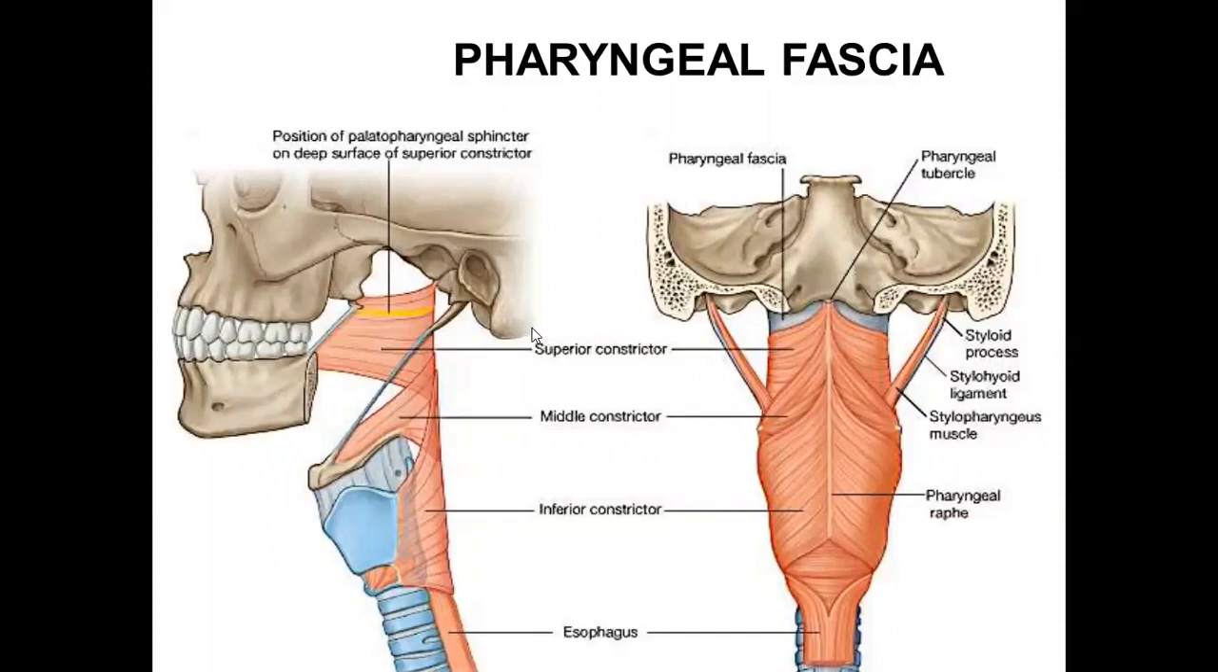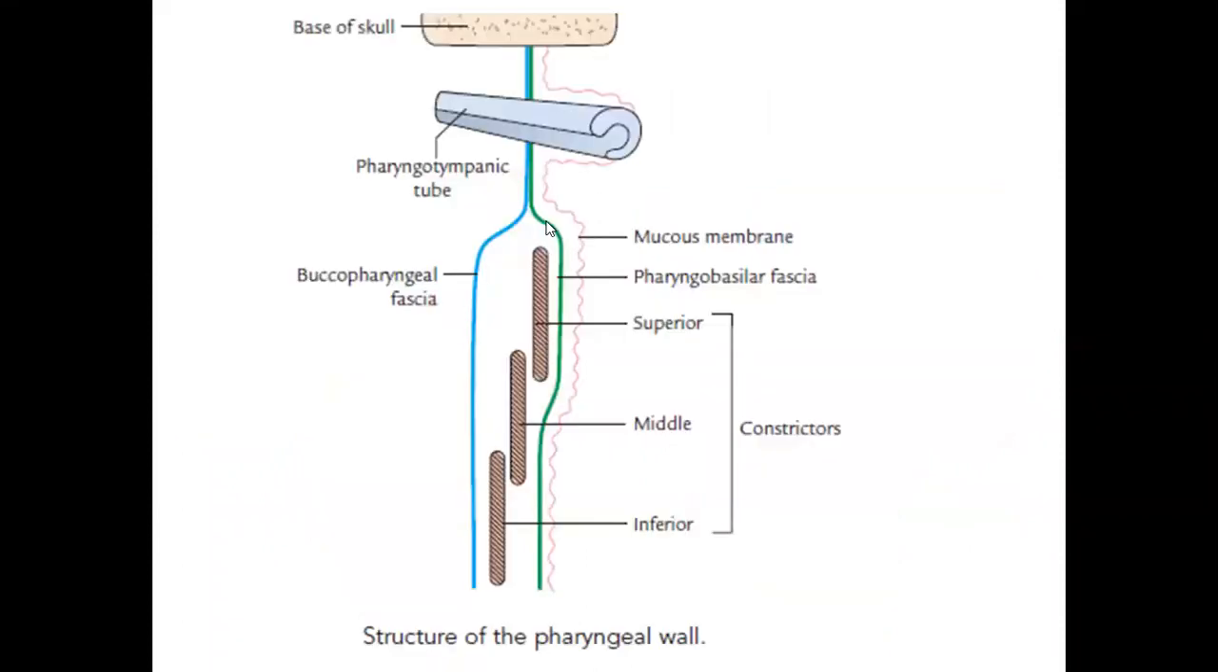Then we have another structure here known as the buccopharyngeal fascia. When you look at the buccopharyngeal fascia, it is not so distinct. It covers the outer surface of these constrictor muscles, and anteriorly it becomes continuous with the buccinator muscle. That is why we call it the buccopharyngeal fascia.